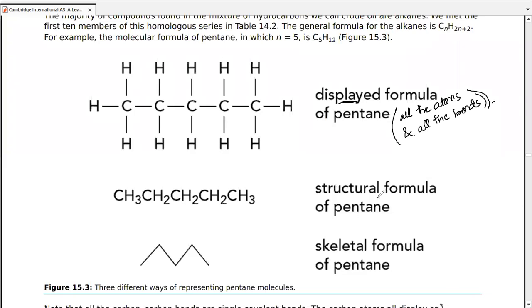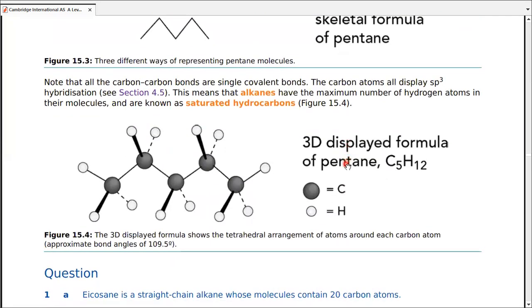Right? They sometimes come up with structural formula, they sometimes come up with skeletal formula. It's entirely up to the examiner what kind of formula he wants students to draw. Now, moving on, all the carbon-carbon bonds are single covalent bonds.